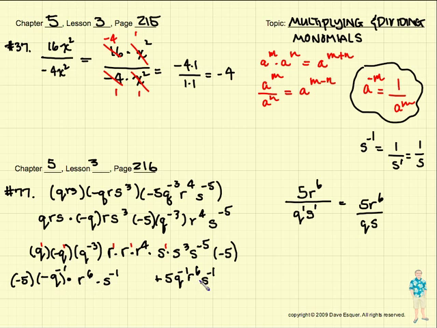Let's make sure I didn't make any mistakes there. I think we are okay. Remember these rules up here at the top. This one that we used today, a to the minus m is equal to 1 over a to the mth. We do that and we should be in great shape.